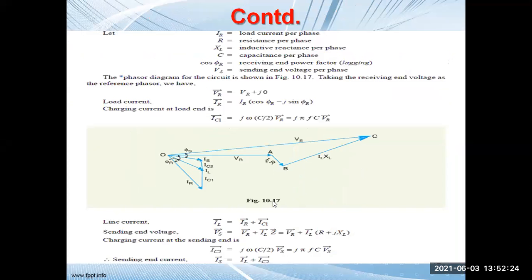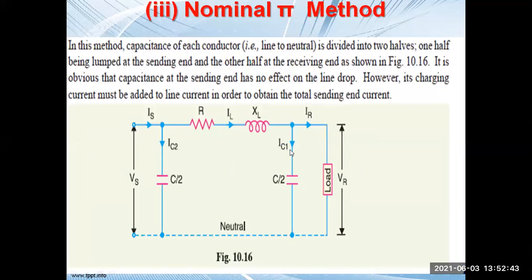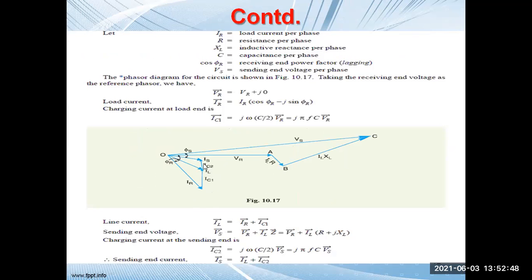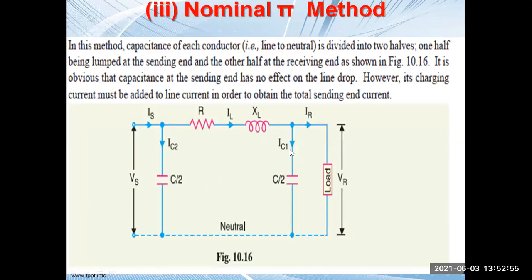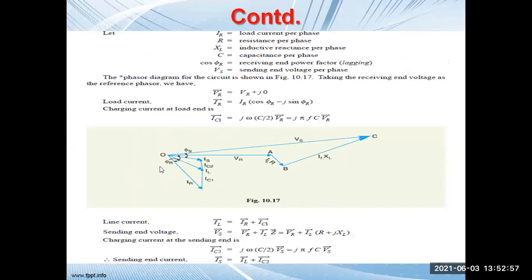Now let us say we have to draw the phasor diagram. That is very, very important. So VR is drawn, and then first we draw the IR. Between VR and IR we have a power factor angle, phi R. Then we have to draw IC1. IC1 will be perpendicular to VR. Then IR plus IC1 will be your IL. So we get this IL.